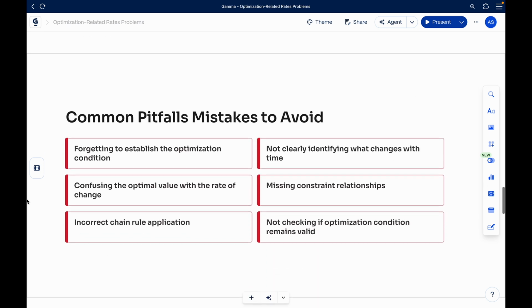And here are a few common mistakes to avoid. Number 1, forgetting to establish the optimization condition. Number 2, not clearly identifying what changes with time, because some things are constant. Number 3, confusing the optimal value with the rate of change, so confusing the role of optimization with the rate of change. Number 4, incorrect chain rule applications. Number 5, missing constraint relationships. And number 6, not checking if the condition remains valid.